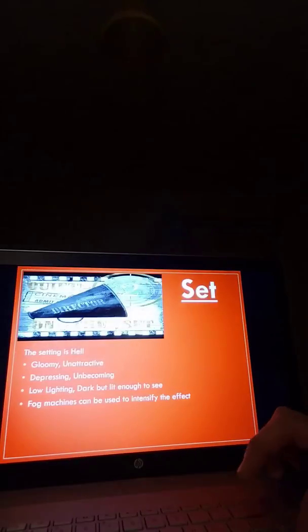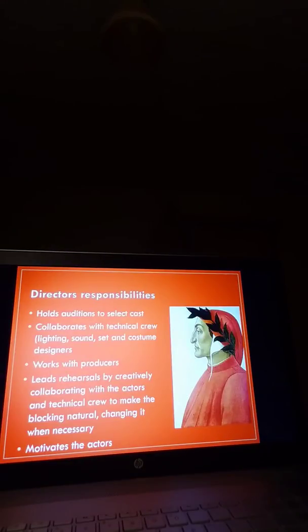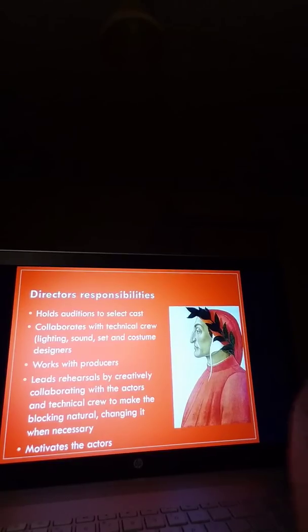So moving on to director's responsibilities. The director's responsibility is they hold auditions to select the cast. They collaborate with the technical crew, the lighting, sound, set, and costume designers. They work with producers. They lead rehearsals by creatively collaborating with the actors and technical crew to make the blocking natural, changing it when necessary, and they motivate the actors.